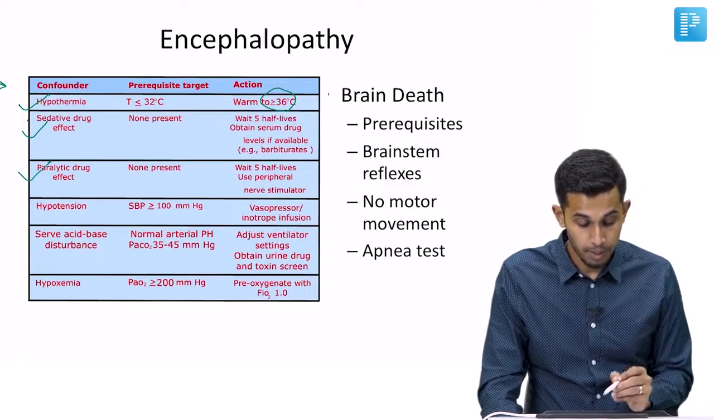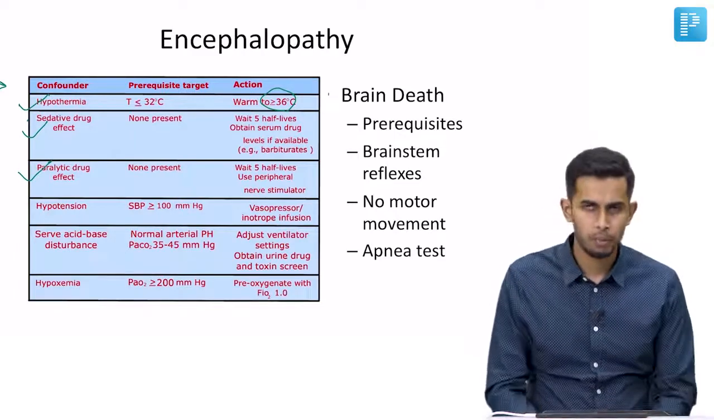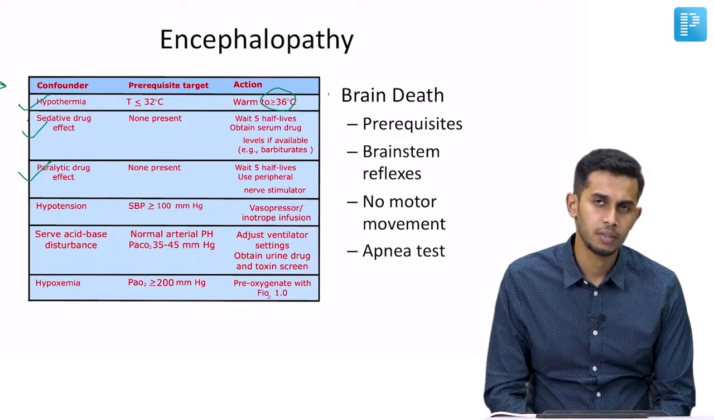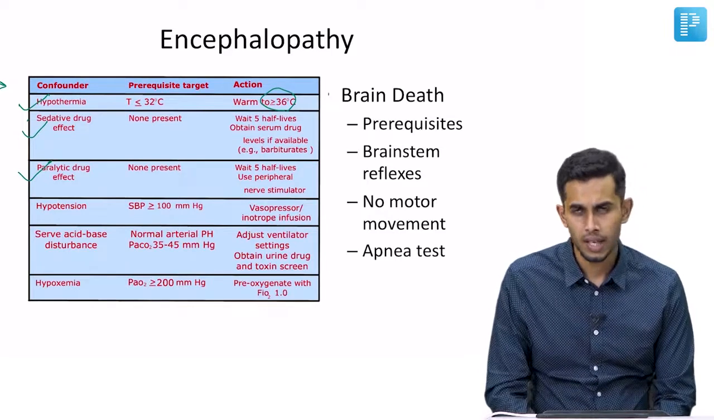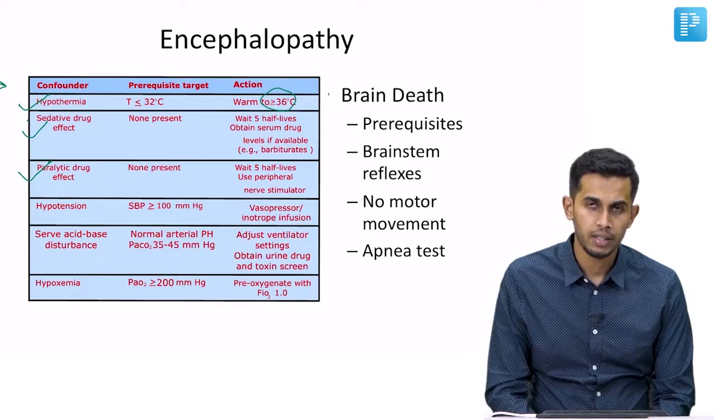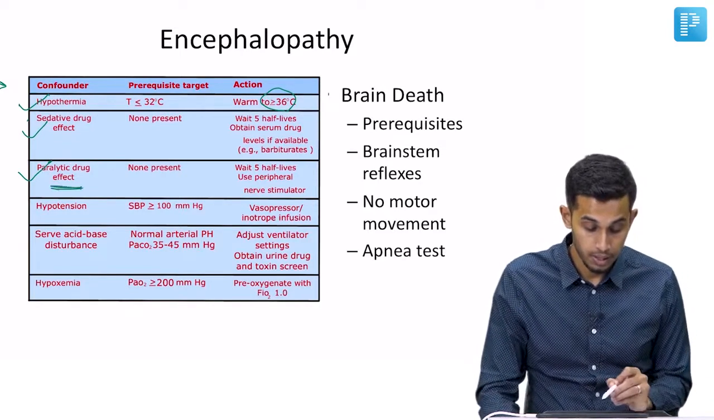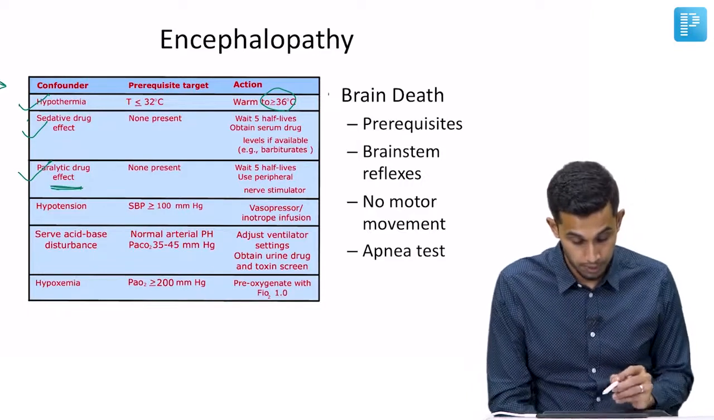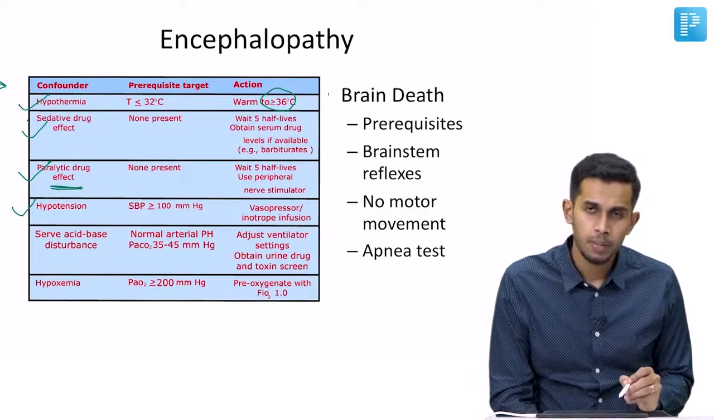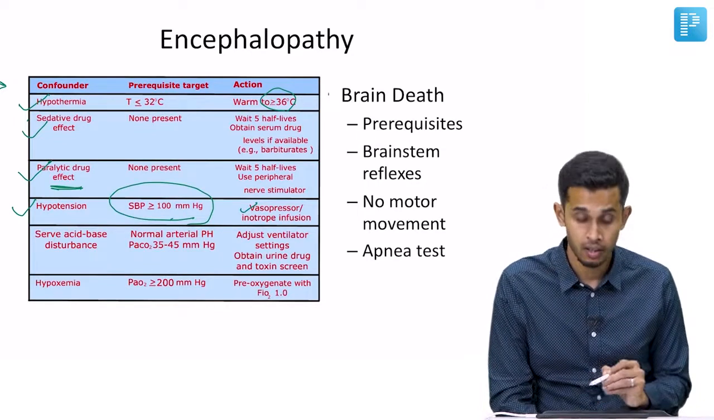Paralytic drug effect also should not be present. Sometimes when we put the patient on a ventilator, we tend to use muscle relaxants to relax the patient's muscles so that they do not fight the ventilator. So that particular part has to be taken into consideration. Paralytic drug effect should not be present, and the patient's BP should be more than 100. If required, a vasopressor can be used.